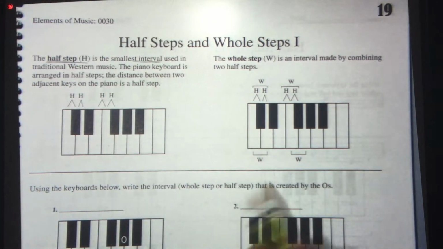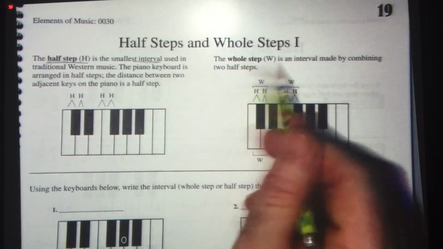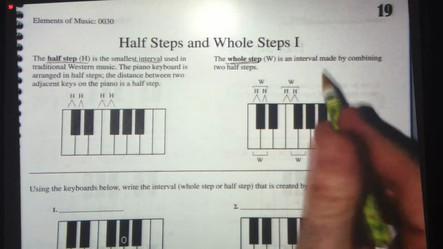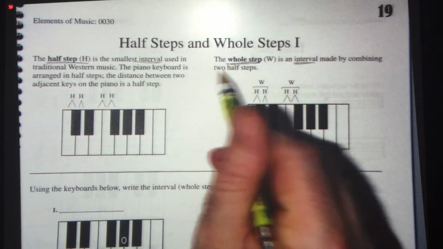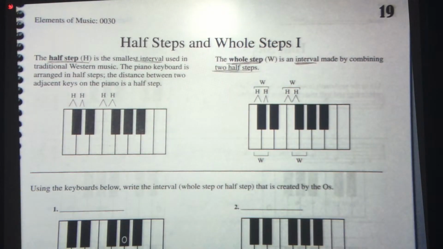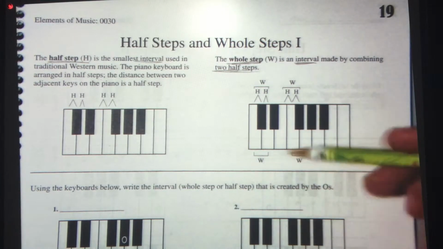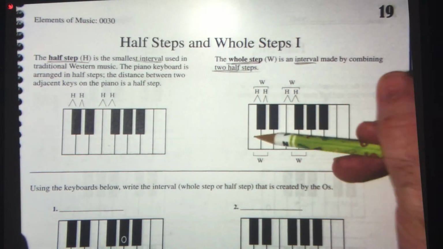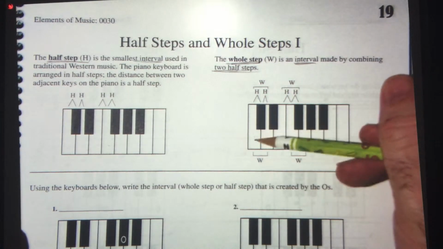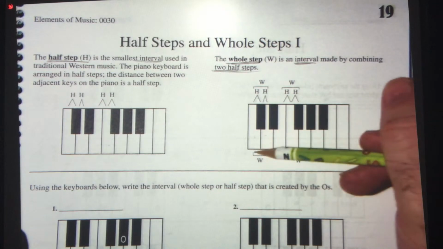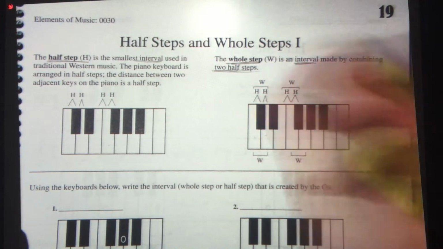The next one here, with the W, the whole step is an interval, there's that word again, made by combining two half steps. So if you see this appear on your exam, a whole step is two half steps combined. Okay? Now what that looks like is this. You can see between C and C sharp, that's a half step. Between C sharp and D, that is a half step. So between C and D, that is a whole step.